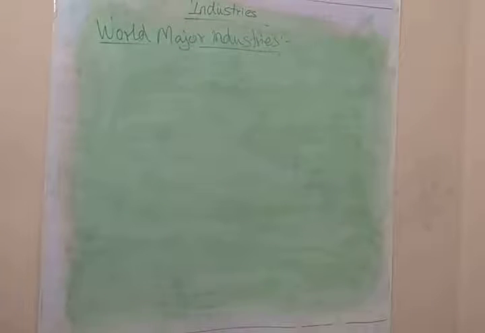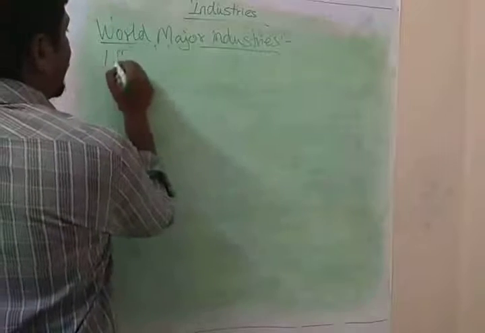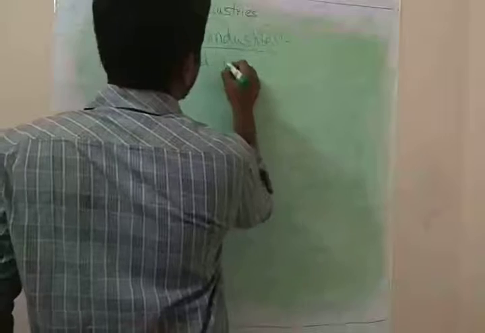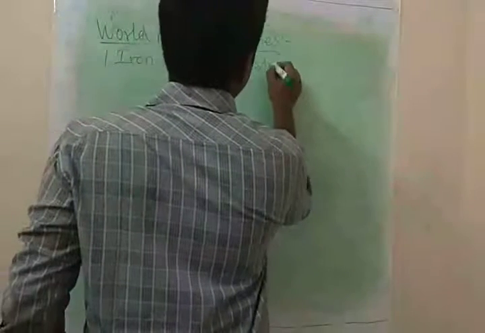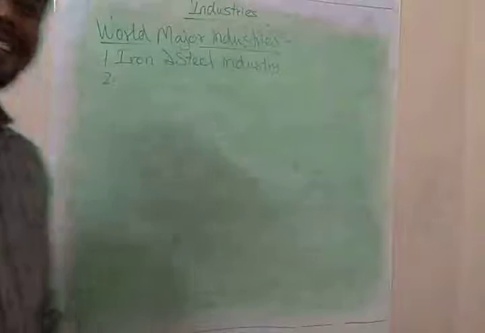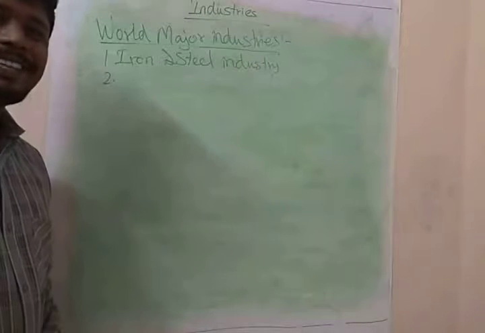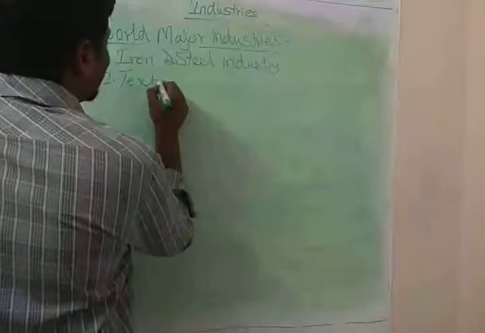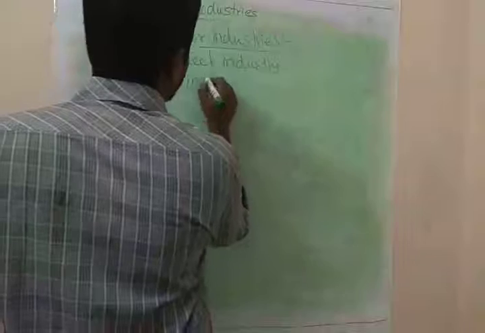We can say only three main things. What are they, ma'am? The first one is the iron and steel industry. What will be the next thing? Everyone is wearing it, right? The second one is the cotton textile, that is, the textile industry.